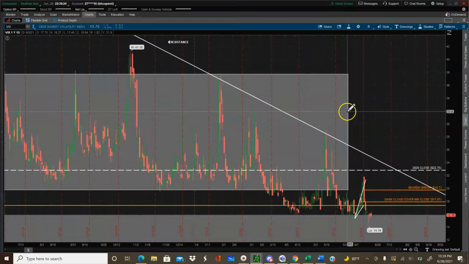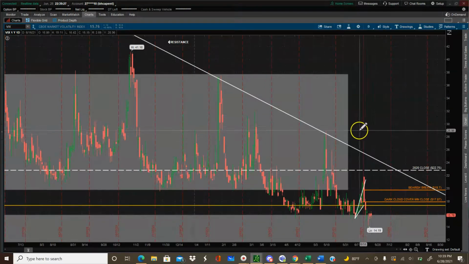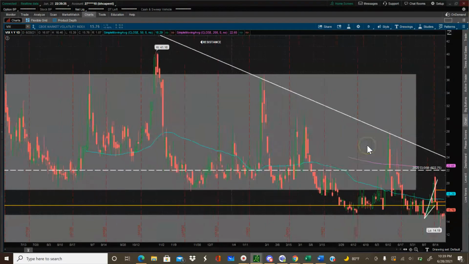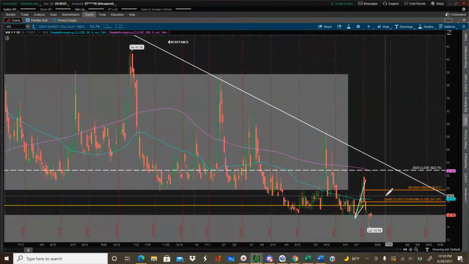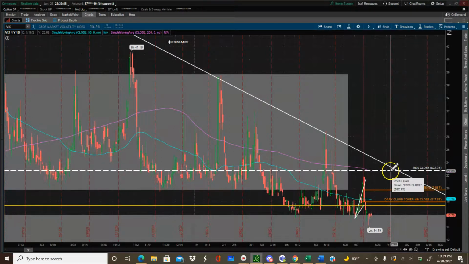Hopefully I can get this done before my battery dies on me. But I'm not really seeing anything super special right now on the daily chart, except the fact that VIX is trading below its 50-day moving average, and the 200-day as well. You notice that 200 pretty much lines up with that 2020 close. It's about 10 cents off. So definitely one of those things that further speaks to the significance of that 22.75 area.